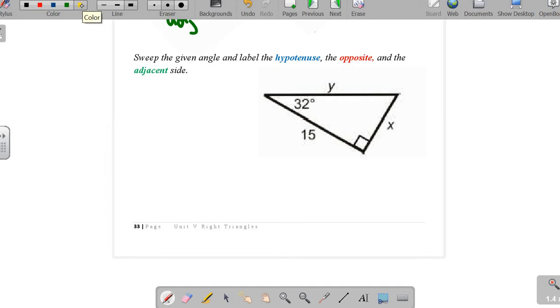Let's see how you did. I really hope you tried that on your own. There's your angle theta, which means your x would be opposite. This 15 would be the adjacent side because it's a leg next to the angle. And the hypo is always your hypo, which is across from the right angle.